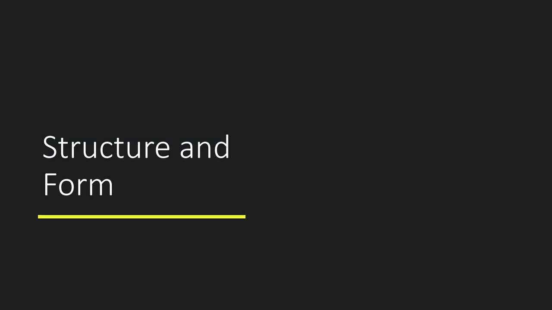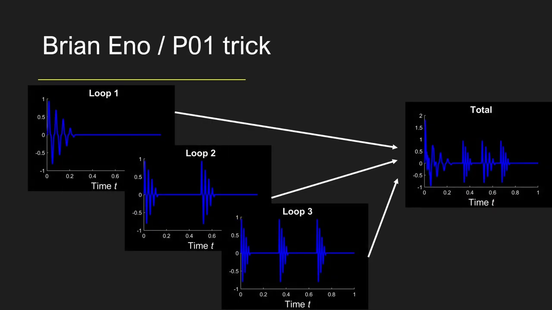And now comes probably what I think is the most important trick that I've learned over the years for making interesting sounding tiny audio. It's what I call the Brian Eno/P01 trick. So, in 1978, Brian Eno made an album called Ambient 1: Music for Airports, and it consisted of multiple relatively short tape loops of different durations that just kept on looping over and over again. Even though each of these tape loops is looping, because the loops had different durations, the sum of these loops did not seem to have the same kind of periodicity as the individual loops.